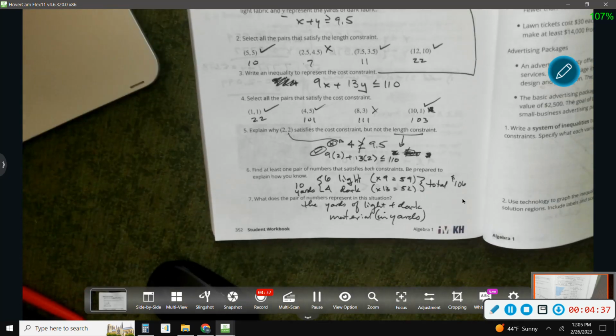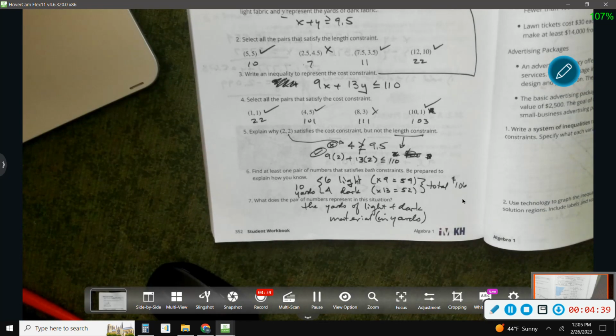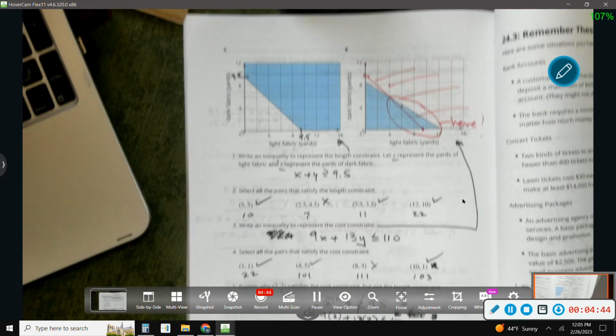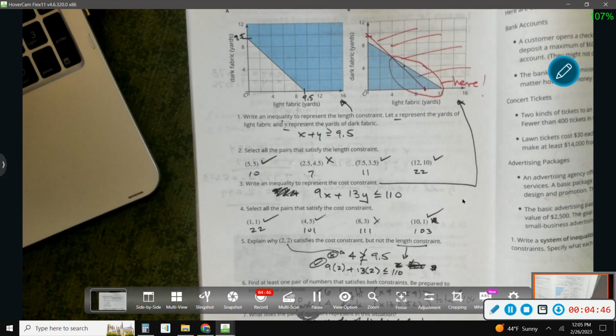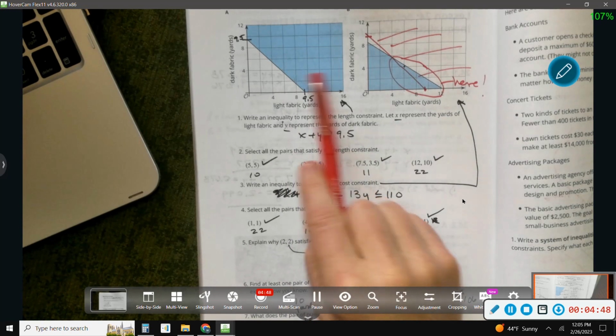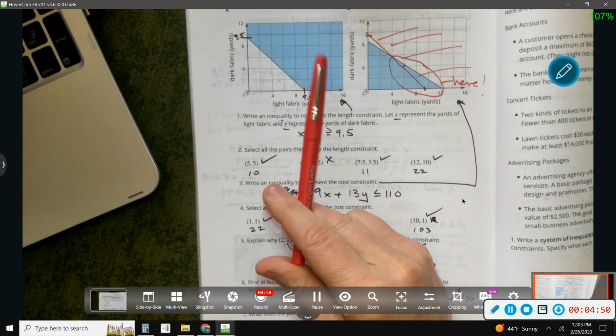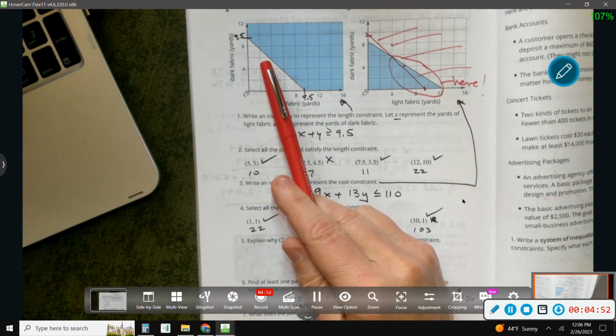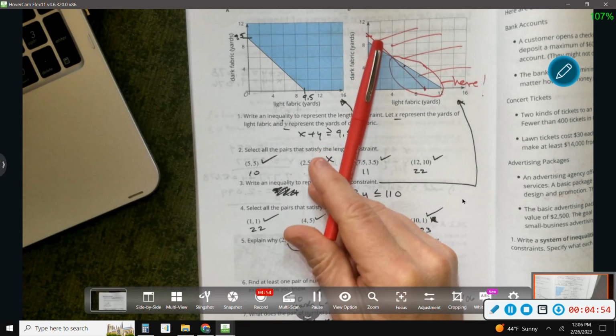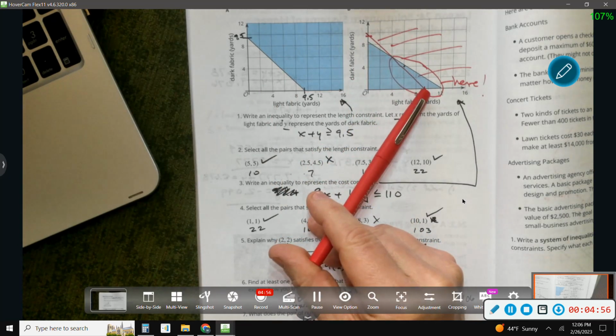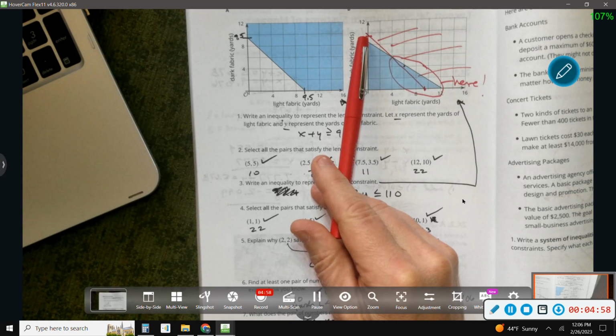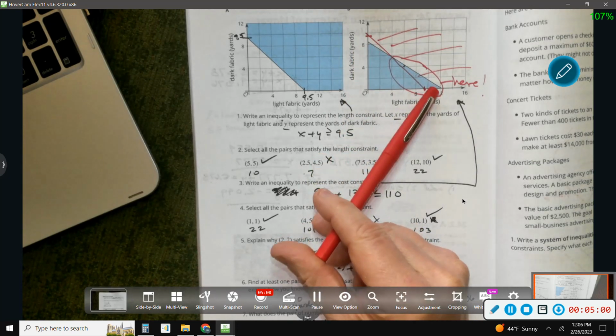Number 6, find at least one pair of numbers that satisfies both constraints. Be prepared to explain it. So look up here at the very top, and you can see where you should be looking. Ultimately, what we want is to know where they're going to overlap. So I took this one and put it over on top of here. I just drew it in. I know it went from 9.5 to 9.5 up there. So I just drew it in, and it gave me an idea.